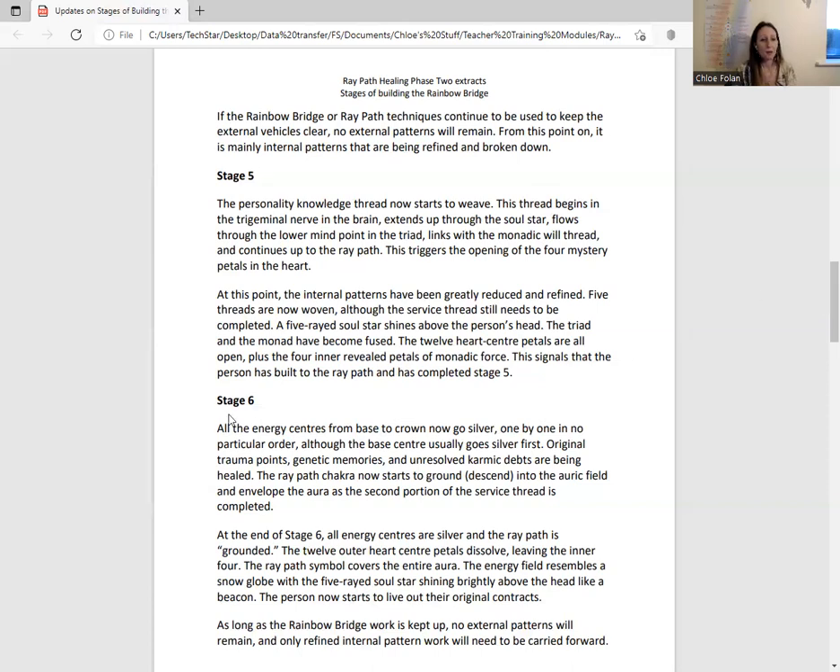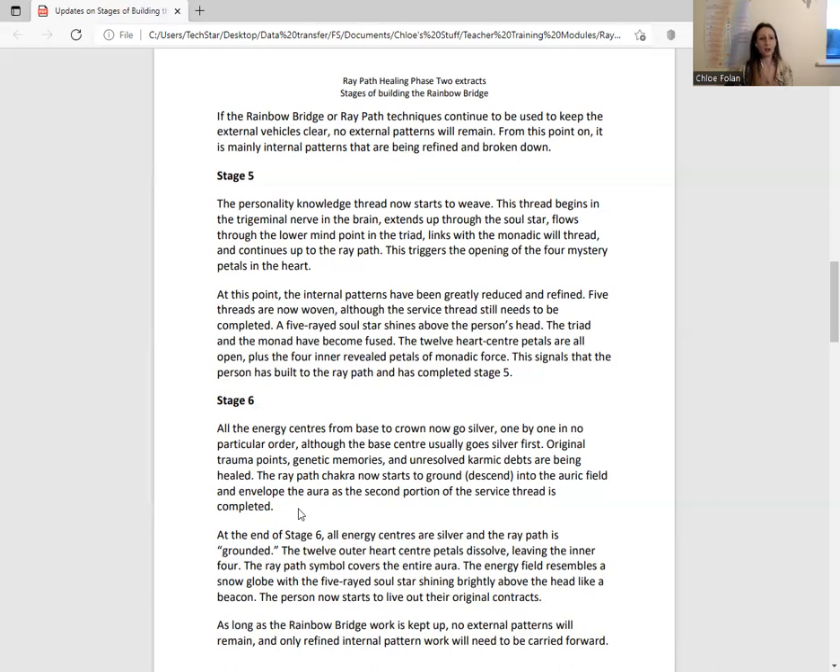So coming to then stage 6. Stage 6 is where the second portion of the service thread starts to weave, the adaptability portion of the green service thread. That thread pulleys down the ray path symbol down over the outer auric field. And at the same time, of course, the chakras punch out silver one by one.